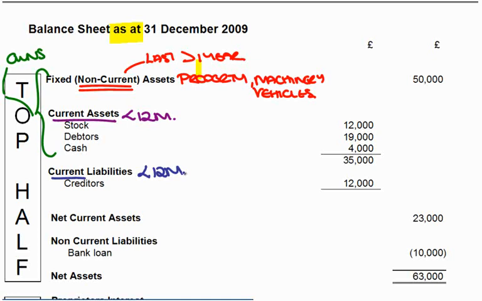And that will bring you down to your net current assets position. So when you look at your net current assets, that's your current assets minus your current liabilities, give you that net current assets figure.